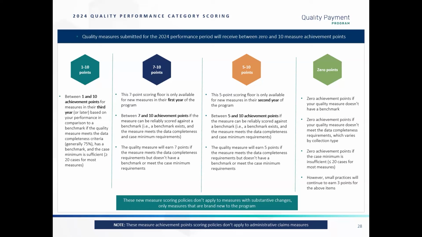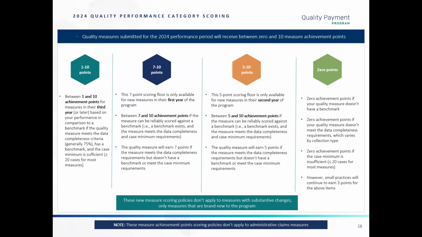I'm going to discuss 5 to 10 points, and this is specific to measures in their second year of the program. So for measures in their second year of the program, the achievement points that are available are 5 to 10. So there are 5 to 10 achievement points available if the measure can be reliably scored against the benchmark. So this means that a benchmark exists and the measure meets the data completeness and case minimum requirements. The quality measure will earn 5 points if the measure meets the data completeness threshold requirements but does not have a benchmark or meet the case minimum requirements.